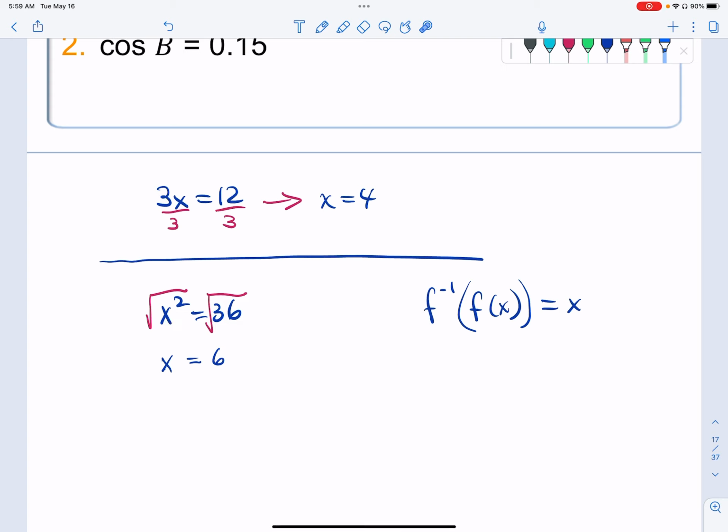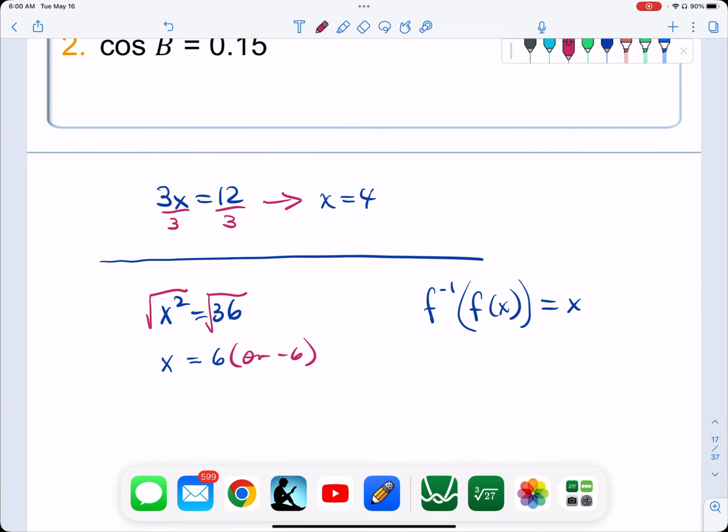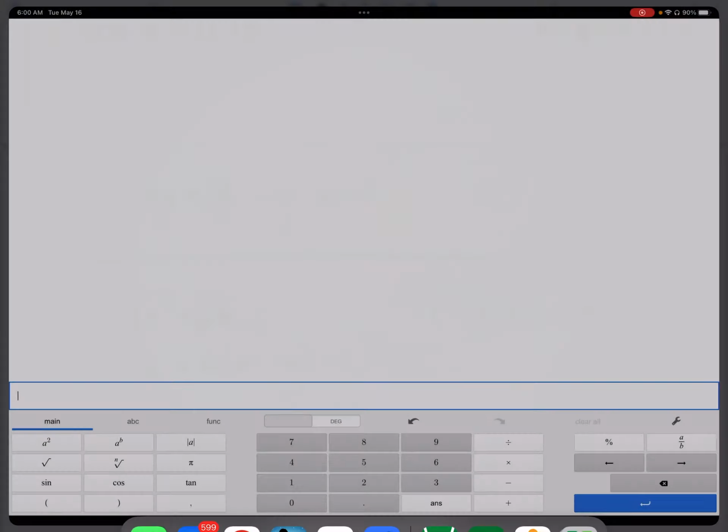Now, isn't there another number you can square and get 36? Yeah, there are two numbers you can square to get 36. One's 6 and the other one is -6. But your calculator's never going to give that to you because it's outside of the output values for this inverse function, the square root. Here, let me show you on the calculator.